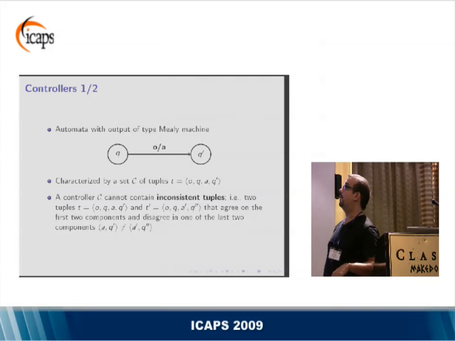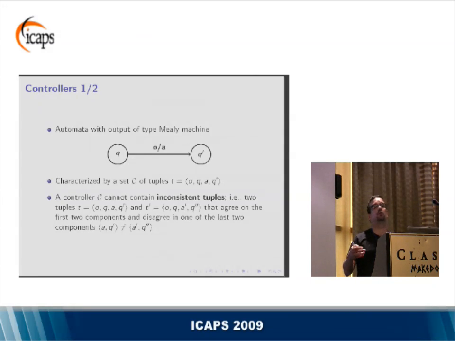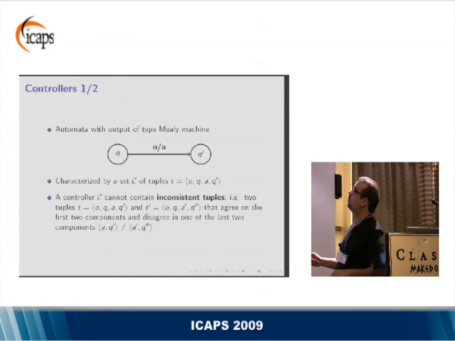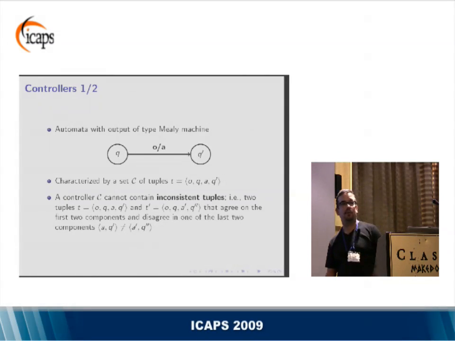For the controllers, we consider what is called automata with output of the type Mealy machine. There are two types of automata with output. One is Moore machines, and the other one is Mealy machines. We're using Mealy machines. In Mealy machines, you have automata with internal states, and then you have transitions that are labeled with the symbol on which you make the transition, and the output is that one there. So in our case, a transition like that means that whenever you're in state Q and you receive that observation, then you apply the action A and make a transition to state Q prime. So an automaton can be characterized by a set of tuples of that form.